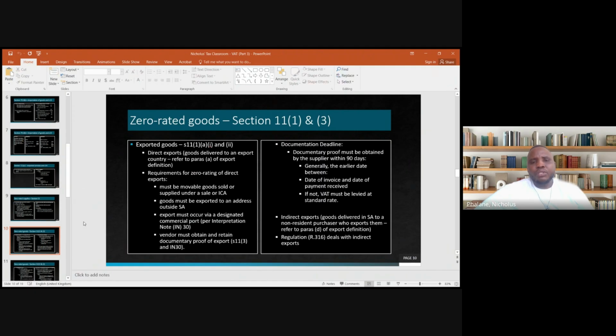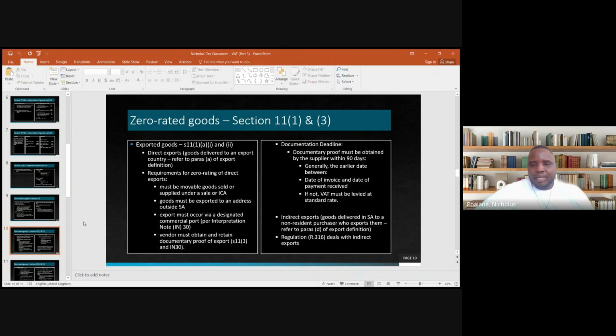So if you are going to make an export, you must ensure that you obtain this documentary proof within the 90 days as stated, because if you do not do that, then you'll have to standard rate the transaction, right? Obviously, this would then make the sale a bit expensive. So we don't know if the person who's buying from an export country would still want to buy from you. So it is important that you get the proof within the 90 days as stipulated.